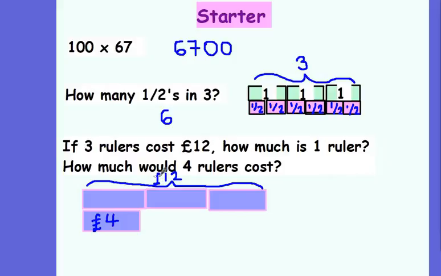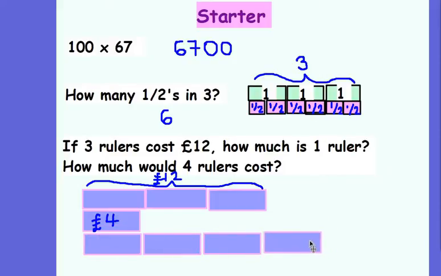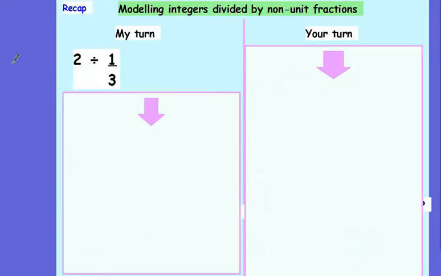And then to work out how much 4 rulers would cost, I now need 4 of these. 1, 2, 3, 4, which is going to cost me 4 plus 4 plus 4 plus 4, which gives me £16. They're pricey rulers. Okay, let's head into today's lesson.